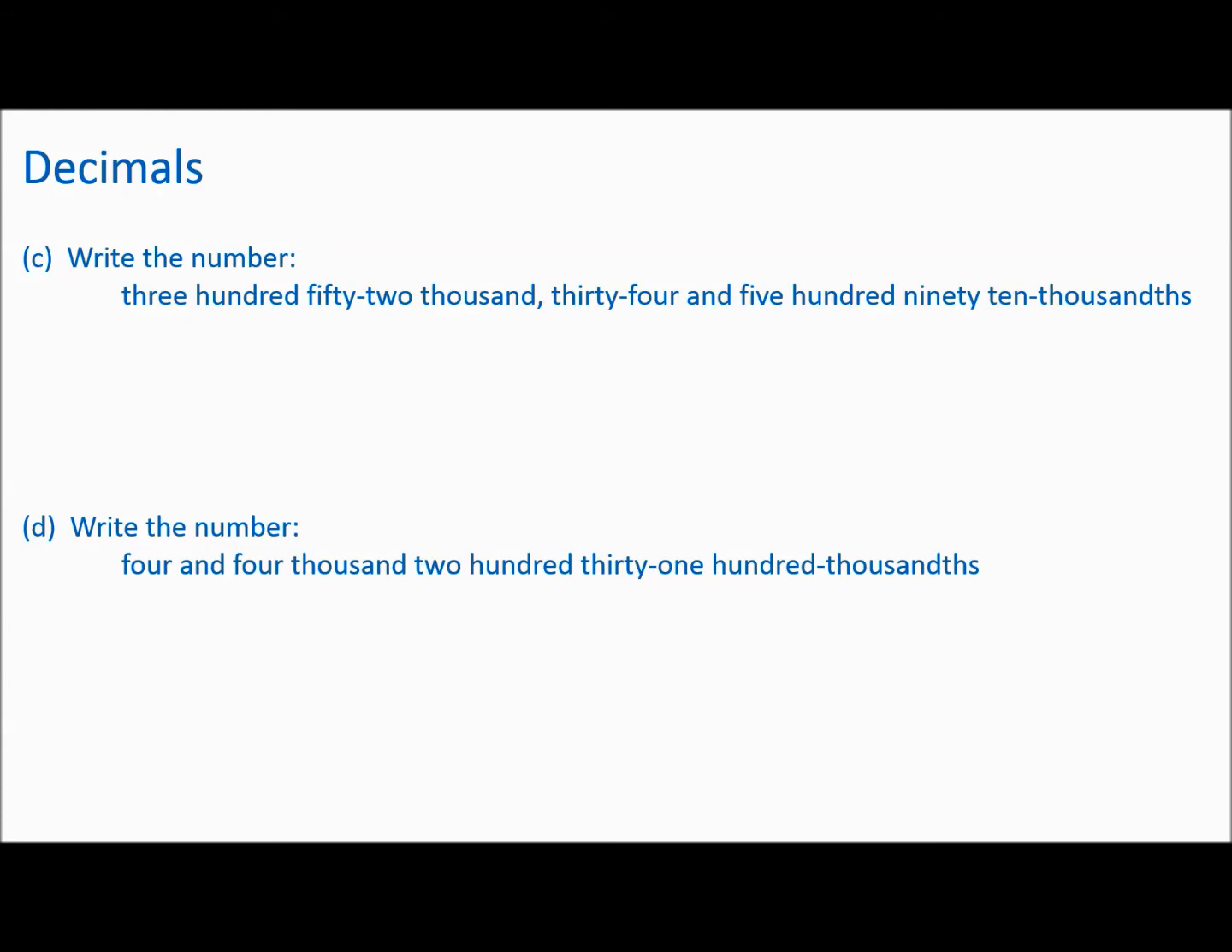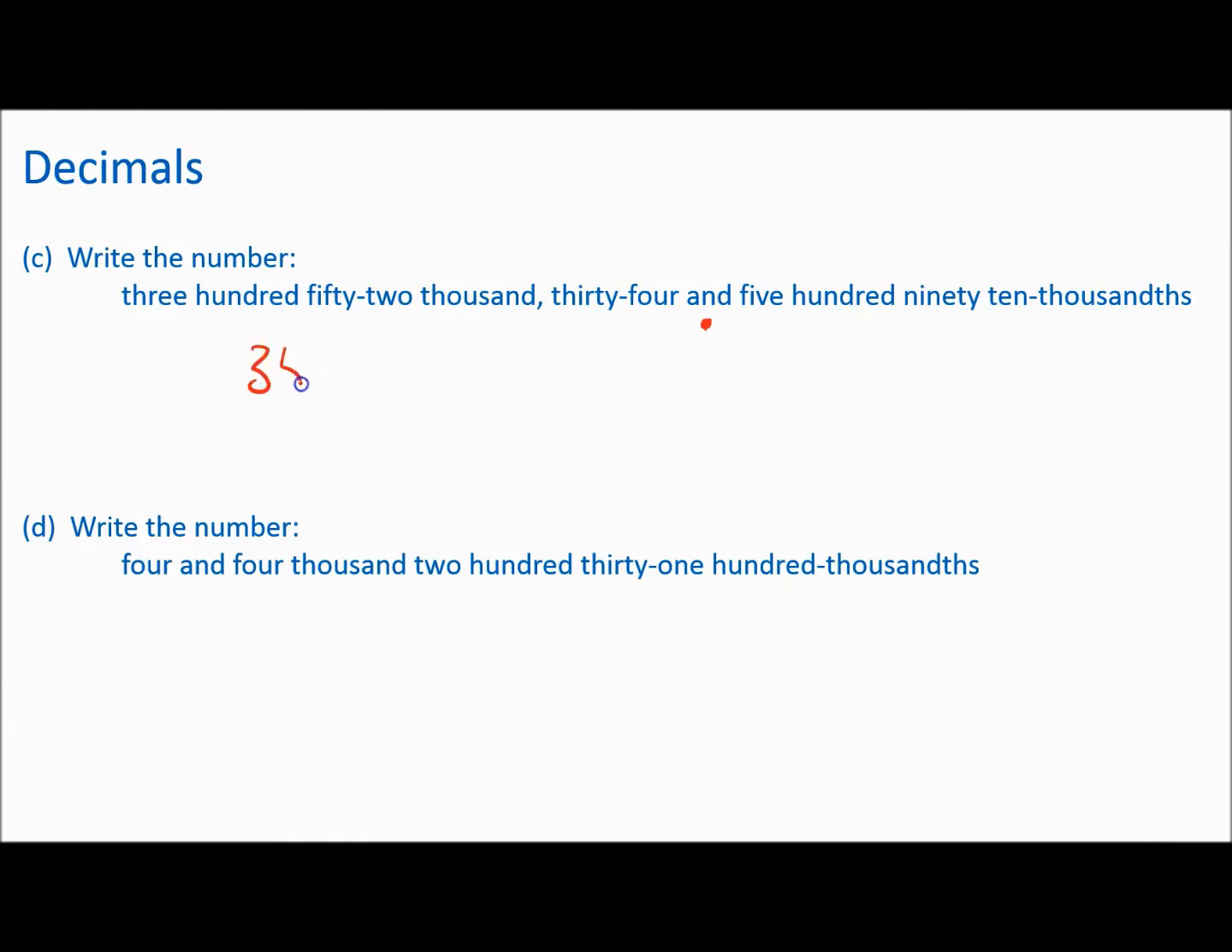Now this may be a little easier. This time I'm giving you the written name for this, the word name, and you just tell me the number. So we've got 352,034, and remember this is my decimal. And should be nowhere else but the decimal. And 590 10 thousandths.